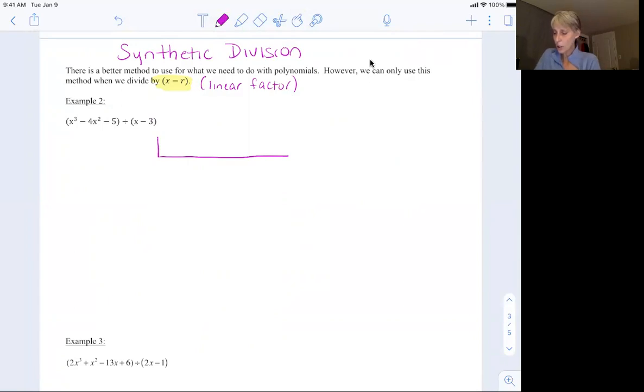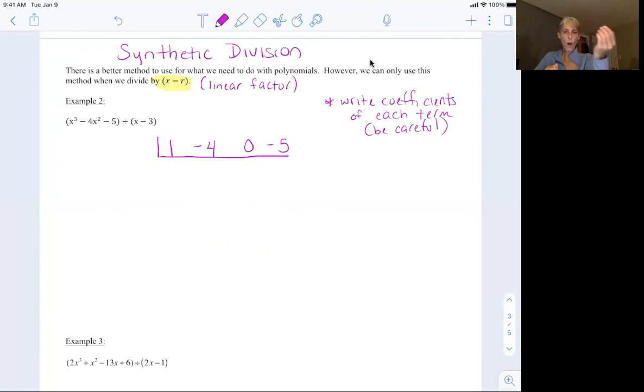So in front of the x cubed, I have a 1. In front of the x squared, I have a negative 4. Now be careful. I go straight to negative 5, so I'm missing the x term. So we have to do a placeholder, and then negative 5. So step 1 would be to write coefficients of each term. And remember to be careful: if you skip a term, put a 0.